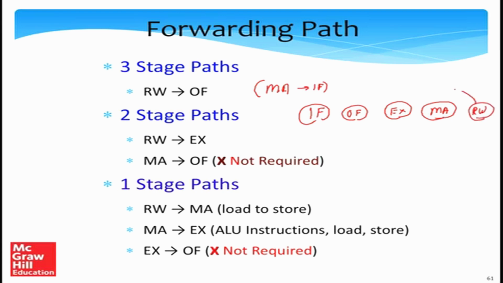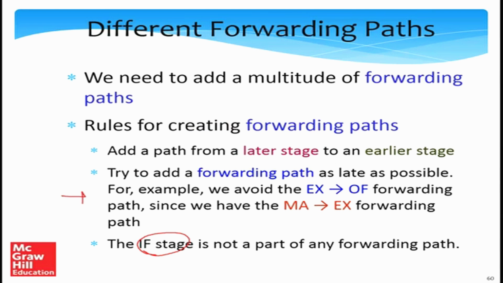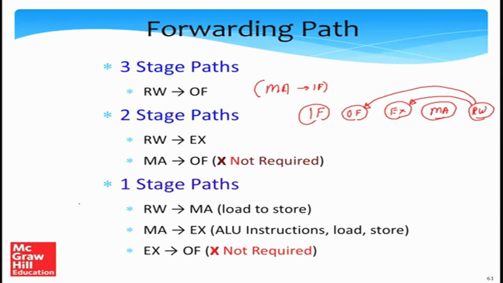We are adding one path from RW to OF, and MA to IF is not required because if you allow both instructions to proceed by one stage, we can use this path. So it's a three-stage path because as you can see, the RW stage is three stages ahead of OF. Now let's take a look at a two-stage path. So one is RW to EX. The other can be from MA to OF. But MA to OF is not required because in MA, what would we get? It's sort of our second axiom over here. We want to forward as late as possible. So MA to OF is not required.